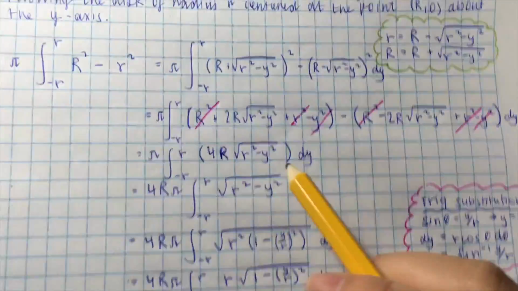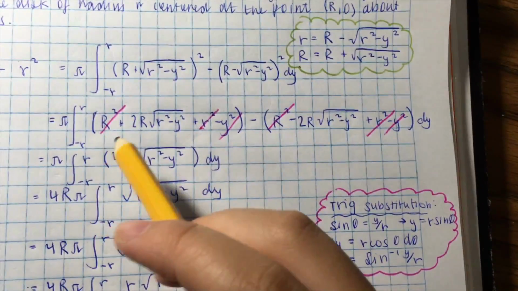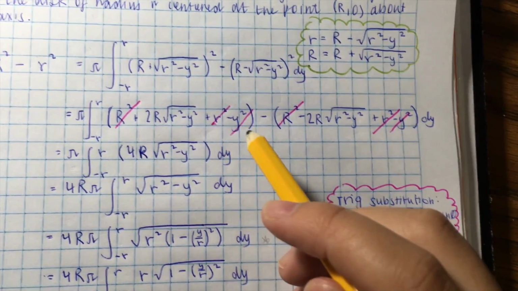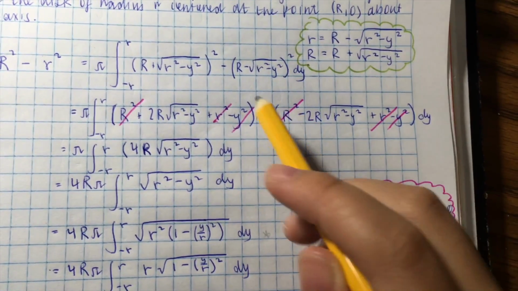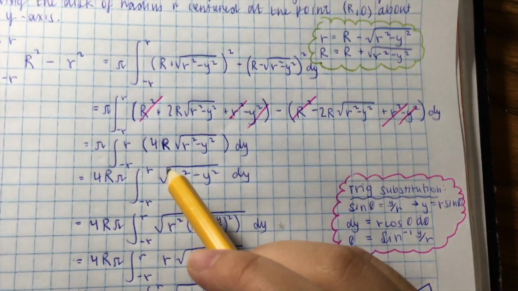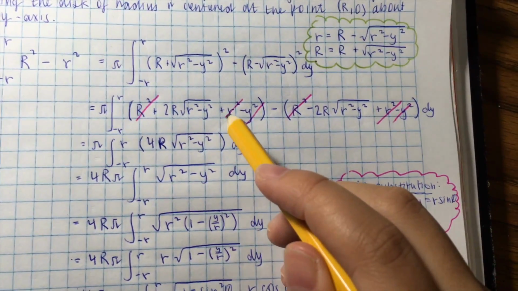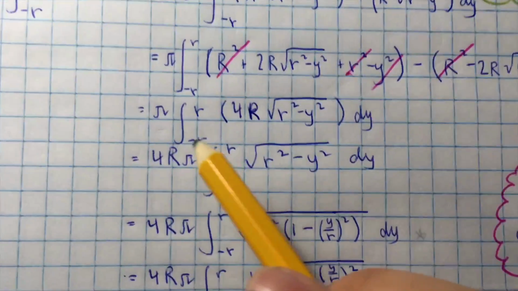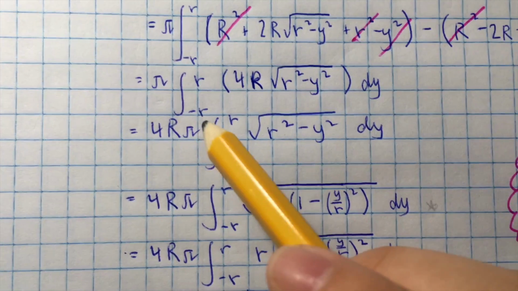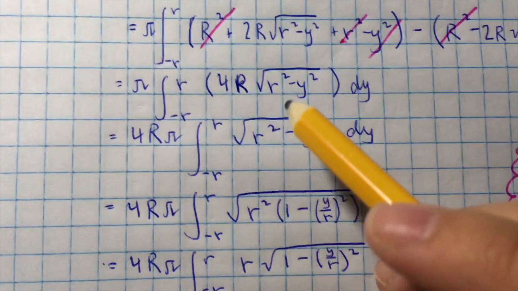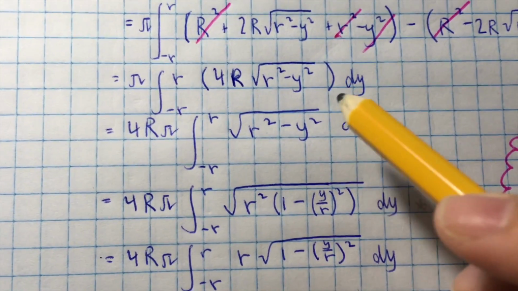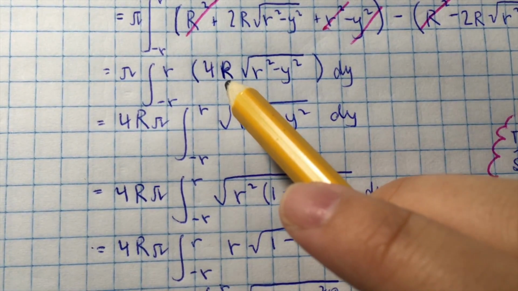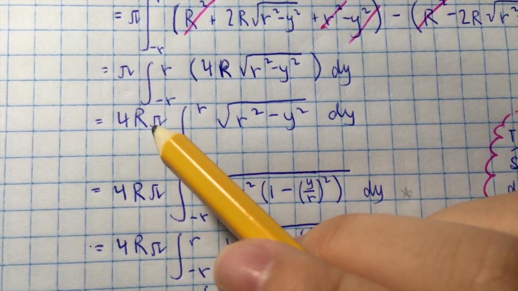And when we expand this, we're left with R squared plus 2R square root of r squared minus y squared plus r squared minus y squared. The same here, except that here we have a negative sign because of this negative. And as you can see, we have like values, so we have the R squared and the r squared minus y squared, and we cancel them. So we're left with pi integral from negative r to r of 4R square root of r squared minus y squared dy. And as this is a constant value, we can put it outside the integral to make things easier.